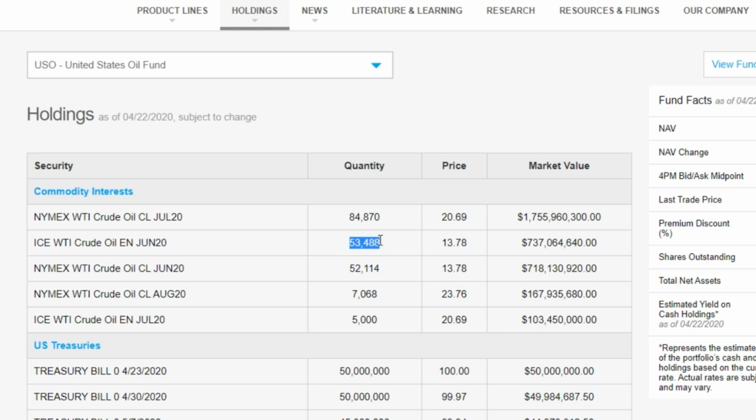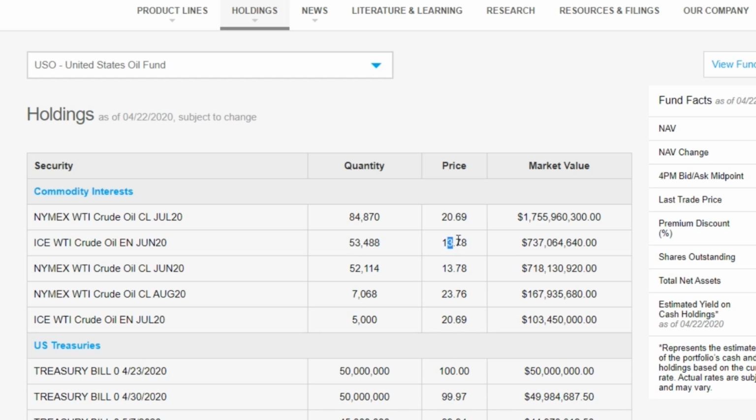But what you can see here is, and this number may or may not mean anything to you, which we'll dive into as well, 53,500 quantities of, say, June 2020 futures. So what does that mean? Each contract, or each quantity here, is considered 1,000 barrels of oil. So if you wanted to multiply this out, this is basically going to say 53 million barrels of oil.